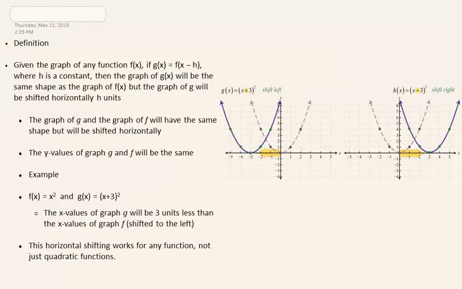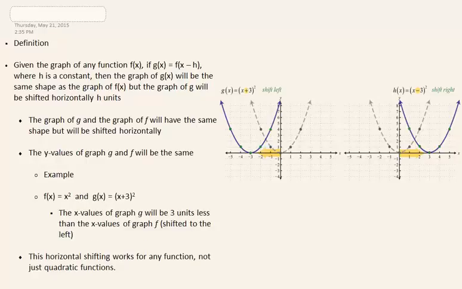The horizontal shift can be described as follows: given the graph of any function f of x, if g of x is equal to f of x minus h, where h is a constant, then the graph of g of x will be the same shape as the graph of f of x, but the graph of g will be shifted horizontally h units. The y values of graph g and f will be the same, however the x values will be different.